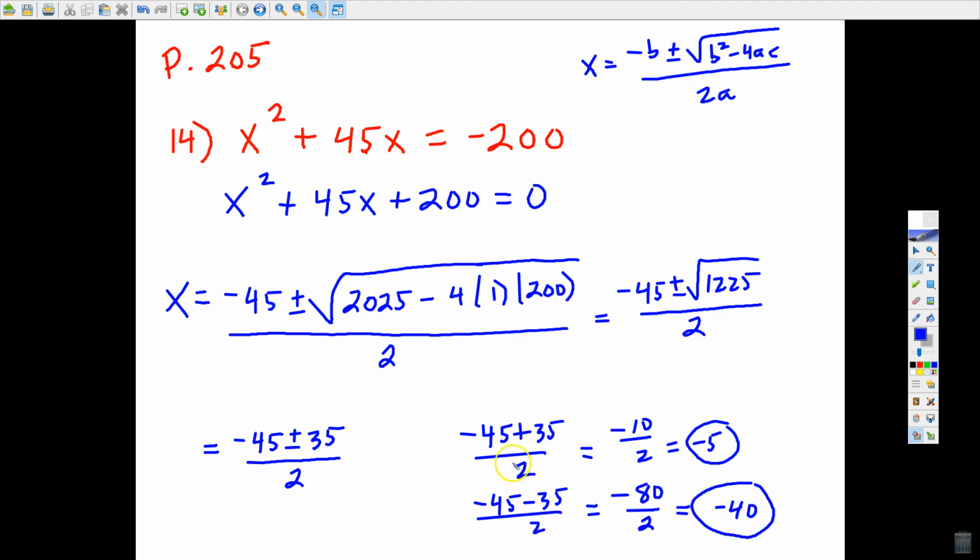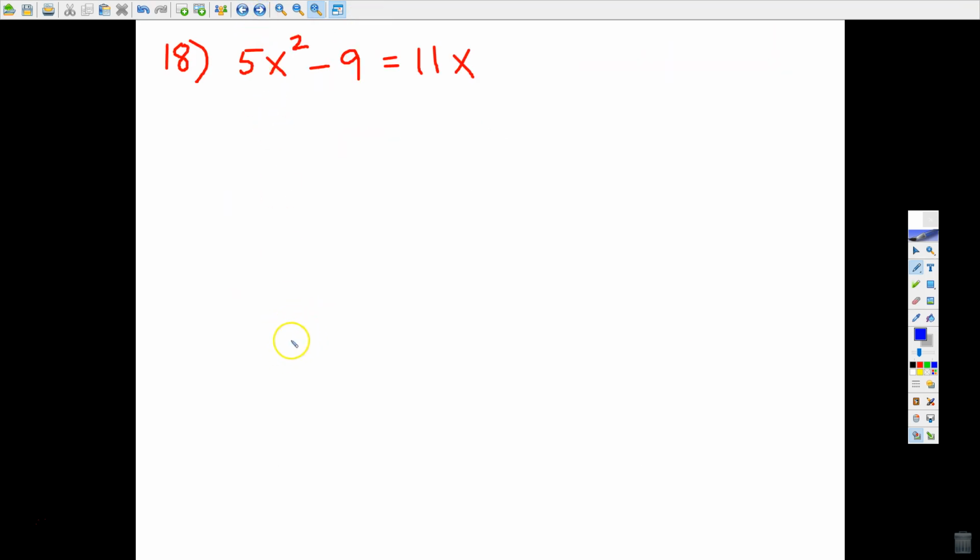So the big reason why I wanted to do this problem is from time to time I have people that stop here. And when it's possible to combine these, which it is now in this case because these are just integer terms, you need to go ahead and come down to a final answer which includes two numbers. All right, so that is your final answer for number 14. Let's try number 18.